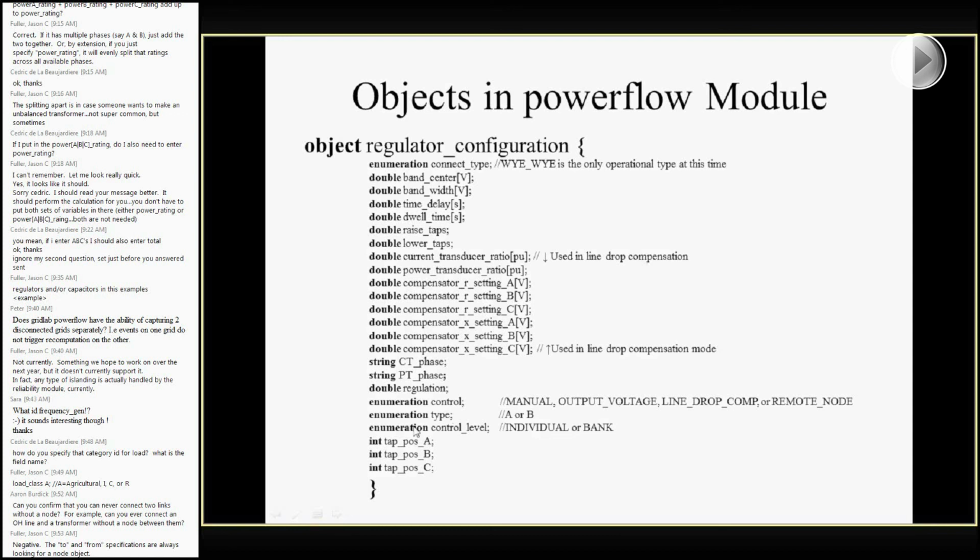And then the different control types. The type A or B, I believe, is only actually supported inside forward-backward sweep right now, and you can refer to William Kersting's book to figure out what the differences between those are. It's just basically how the physical windings are actually connected.